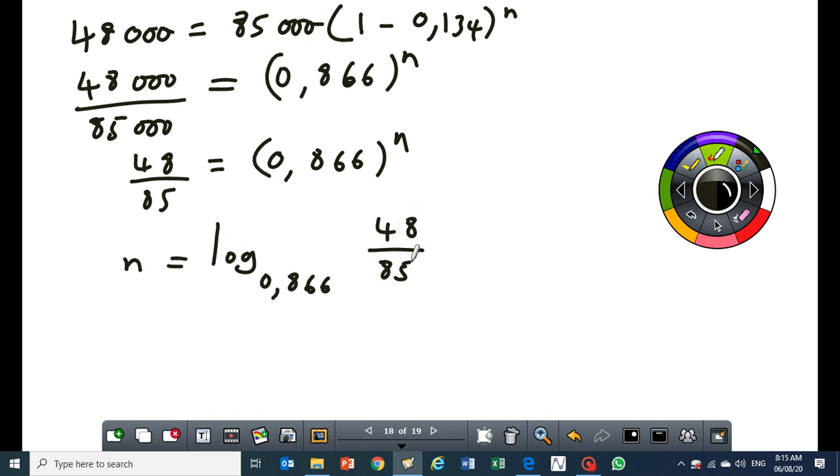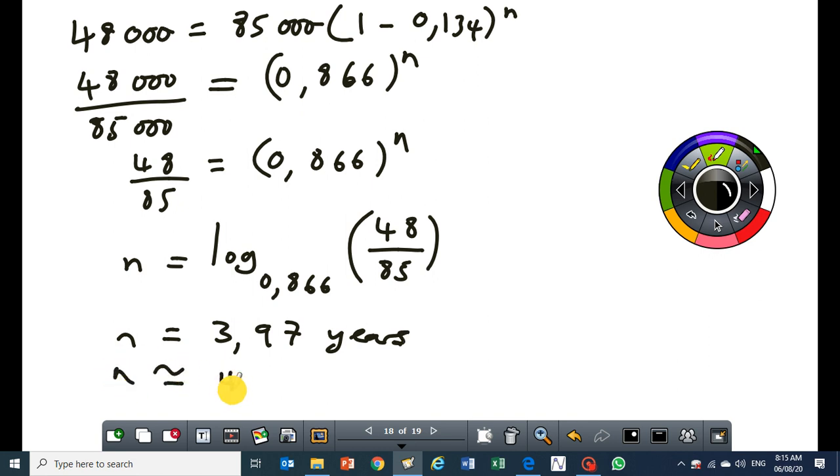What do you get? 3.97. The n is going to be 3.97. Okay, it's approximately 4 years, but we will leave it as 3.97. If you put n is approximately equal to 4, it can be accepted, but make sure you write n equal to 3.97 first. Okay, so that's the first part.